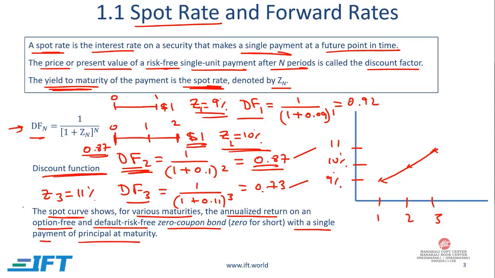And again, for emphasis, I will read this. The spot curve shows for various maturities the annualized return on an option-free and default risk-free zero coupon bond with a single payment of principal at maturity. So here obviously we are assuming that there is no default taking place. So we say that this is default risk-free. It is zero coupon in the sense that if we take the 1-year, 2-year or 3-year bond, there is no coupon payment or no intermediate payment. So this is our spot curve. Here we have maturity on the x-axis and the spot rate on the y-axis.